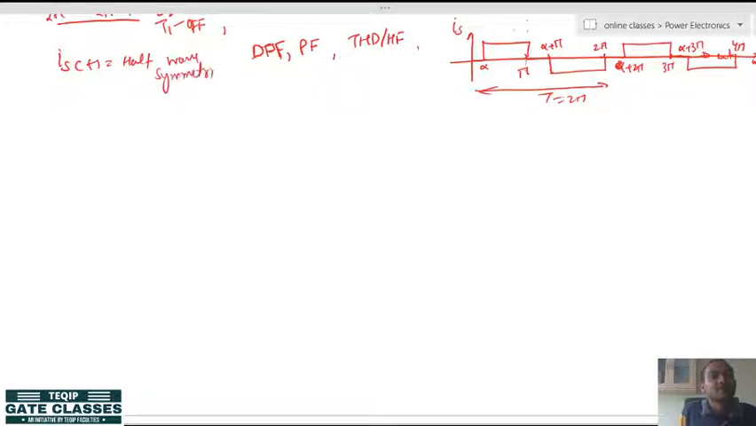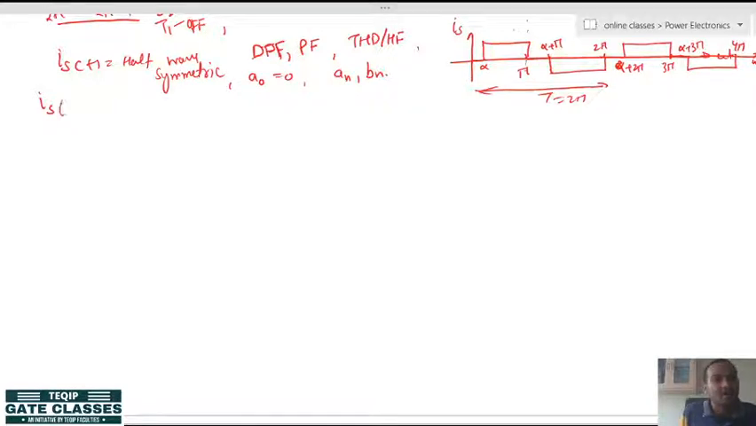So, when the wave is half wave symmetric, it means that A naught will be 0 and A n and B n will exist. All right. Now, we have to calculate them, the A n and B n. So, I am taking only the half wave. For half wave I am taking the time period, you can take from 0 to pi or alpha to alpha plus pi, any time period you can take. All right.